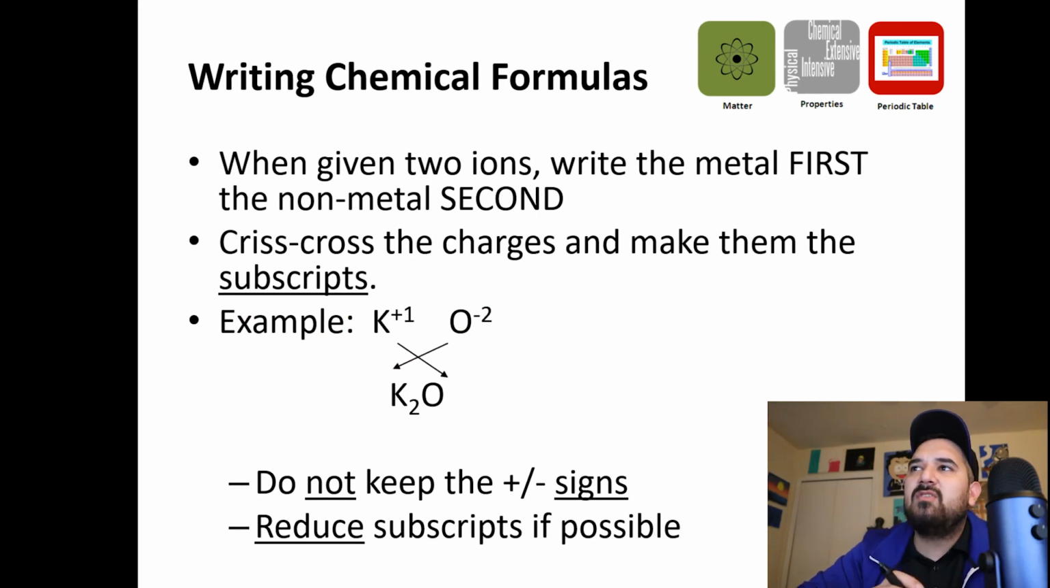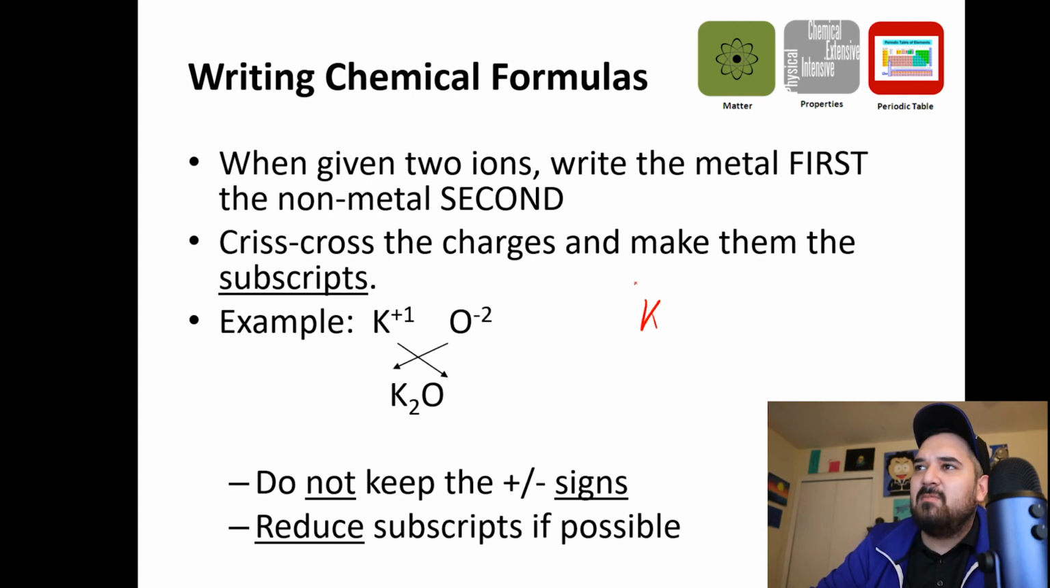All right, so when given 2 ions, write the first metal and the non-metal second. So you always write the metal first. So when we're writing these things out, we always write the metal first. And then it wants you to crisscross the charges and make them subscripts. So let's go ahead and work their example.